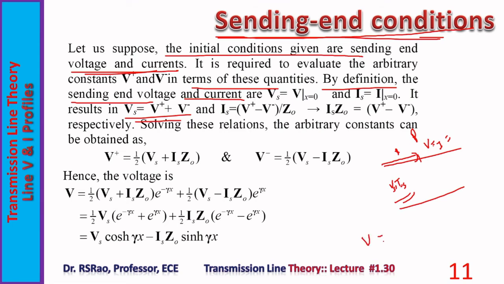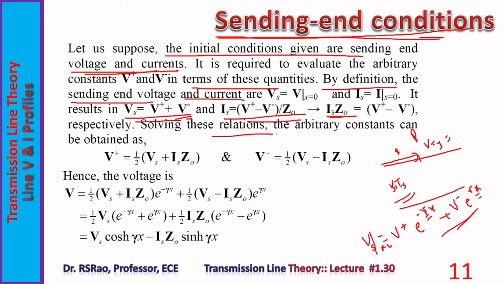We know V is V plus e power minus gamma x plus V minus e power gamma x. These are the equations which we had from wave equations. Now Vs is V at x equal to 0. So when x equal to 0 is considered, it becomes V plus plus V minus. Similarly, Is can be found equal to V plus minus V minus by Z naught. From this, Is Z naught equal to V plus minus V minus.